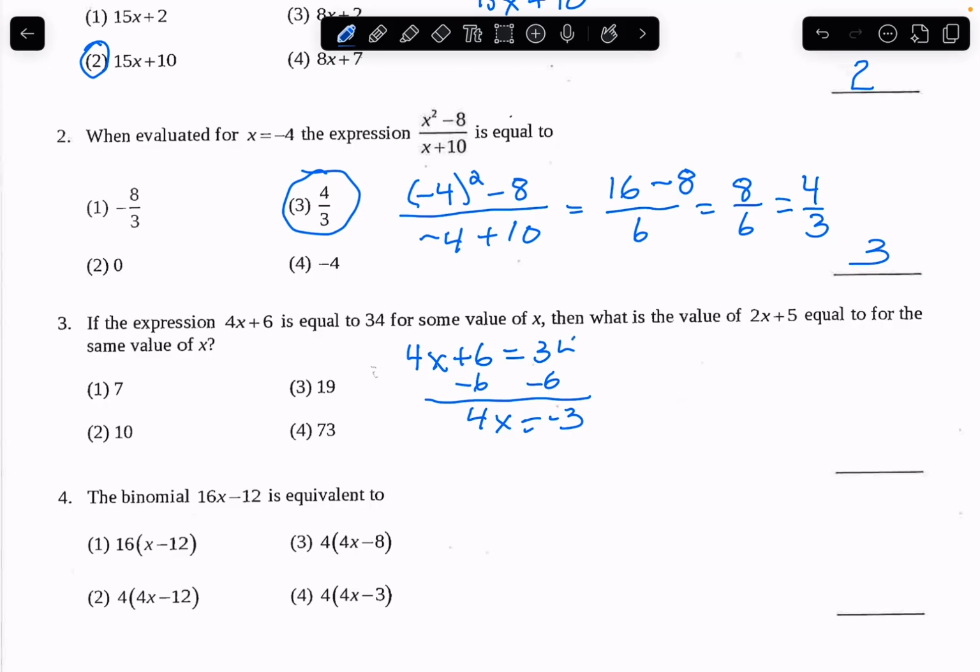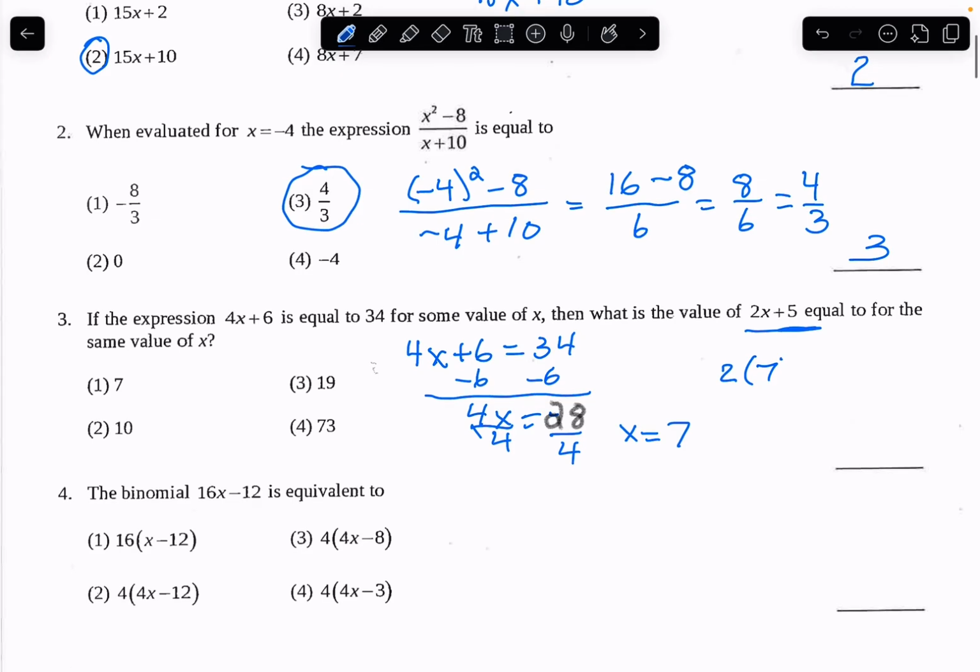Oops, this is 34. I knew something looked fishy. All right, 4x plus 6 is equal to 34. So this is 34 minus 6 is 28. All right, then we divide by 4, we get x is equal to 7. And then we're going to plug it into this expression to see what that equals. So 2 times 7 plus 5 is 14 plus 5, which is 19. So this is choice 3.